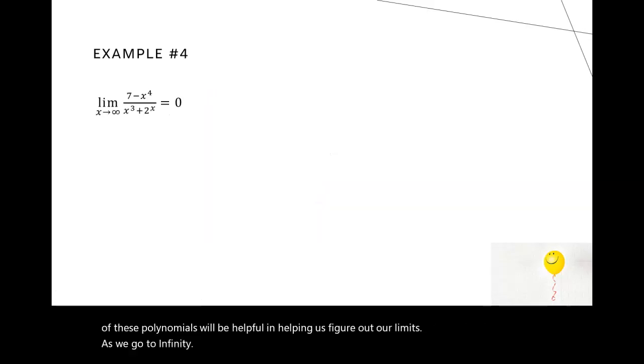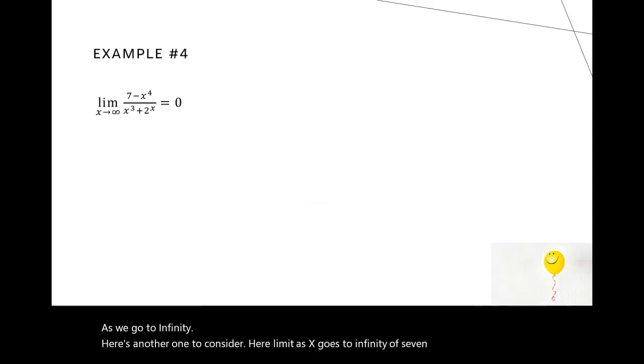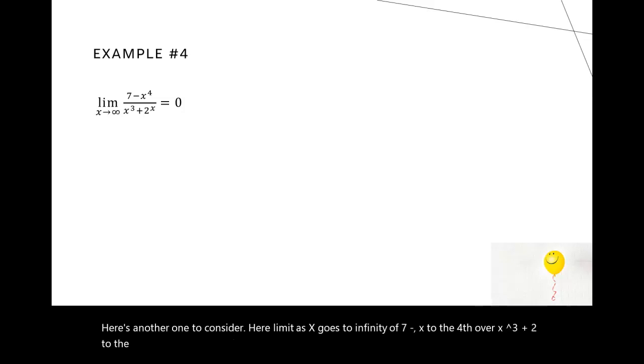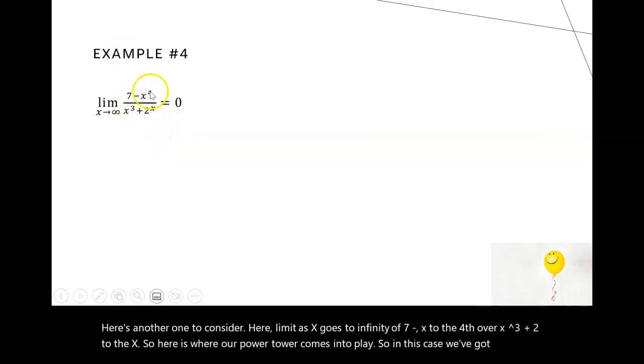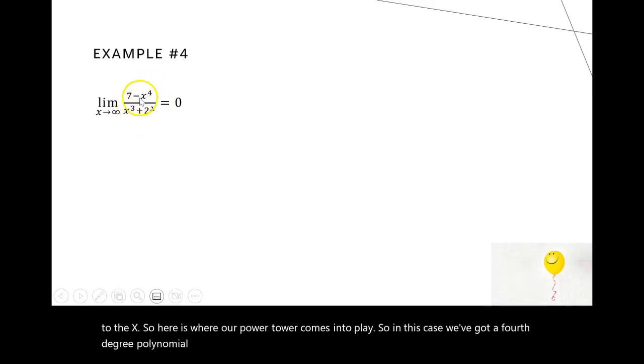Now, here's another one to consider. Limit as x goes to infinity of 7 minus x to the 4th over x cubed plus 2 to the x. So here is where our power tower comes into play. In this case, we've got a 4th degree polynomial and a constant of 7, which doesn't contribute much, versus a 3rd degree polynomial and an exponential, 2 to the x.